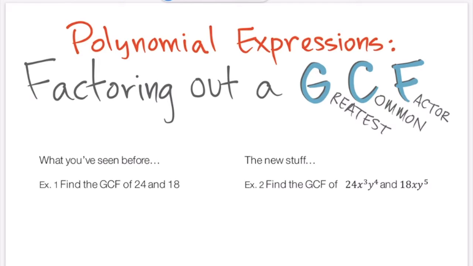All right, in this video, we're going to talk about factoring out a GCF from polynomial expressions. Remember, factoring is the opposite of multiplication. So instead of putting things together, we're breaking things apart into their pieces. So today we're going to talk about specifically factoring out a greatest common factor.